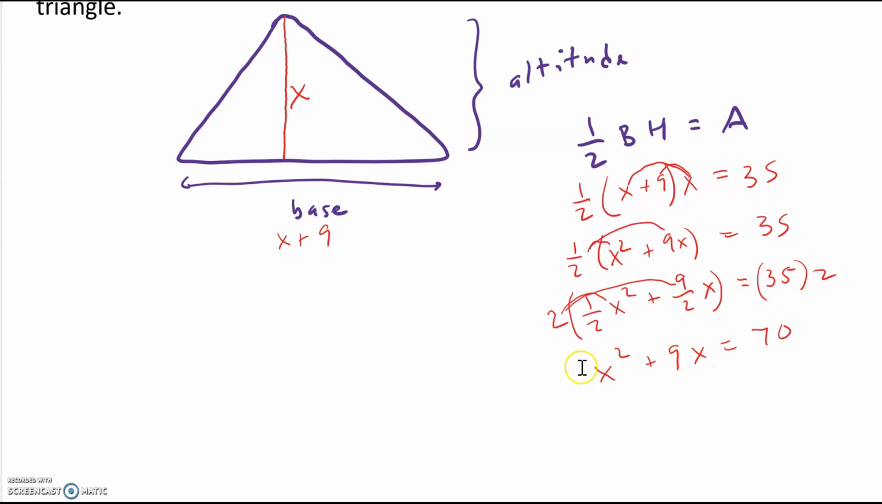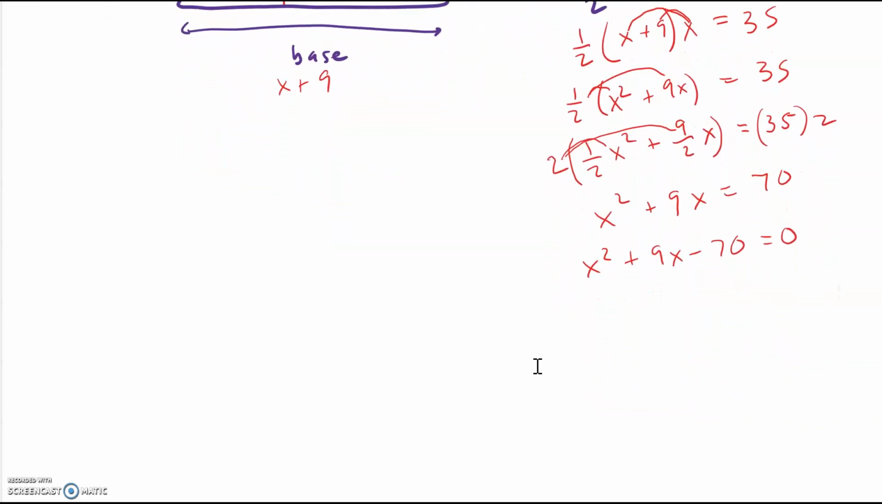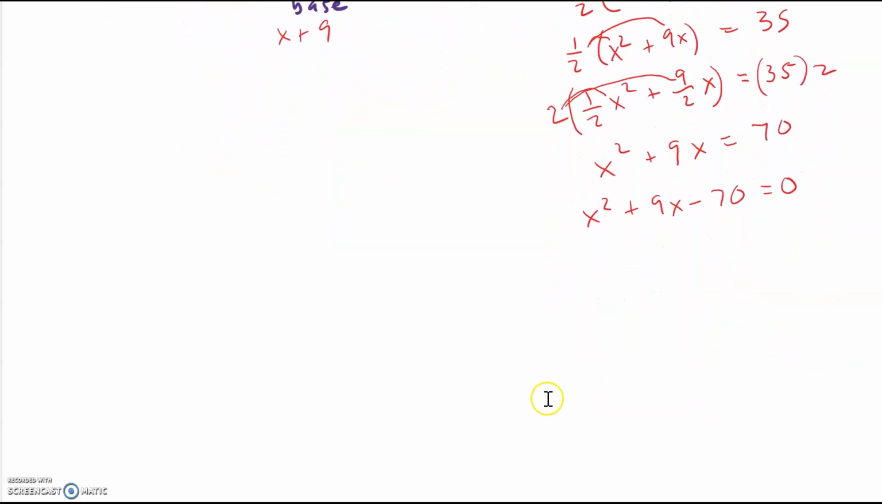All right. Now let's move the 70 over to the left-hand side. I've got x squared plus 9x minus 70 equals 0. Okay, so now it's in standard form. I'm ready to factor this. So how do I factor x squared plus 9x minus 70?